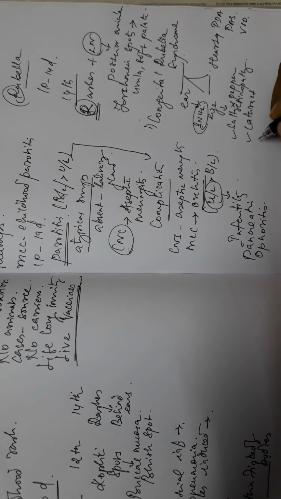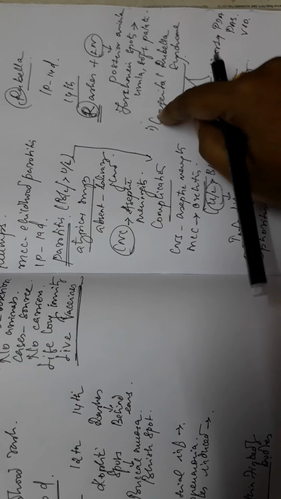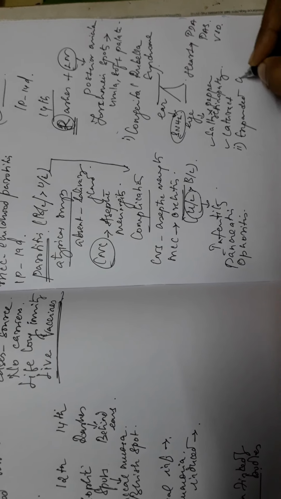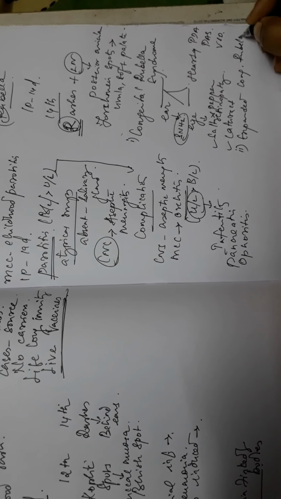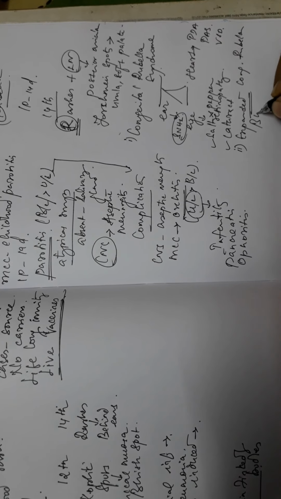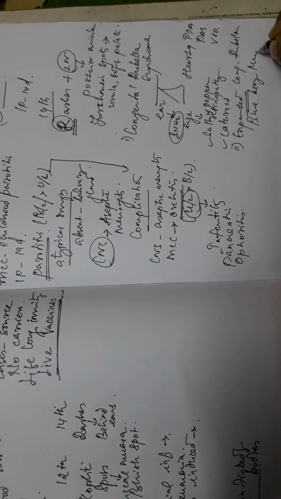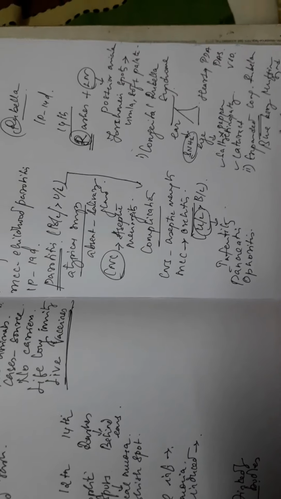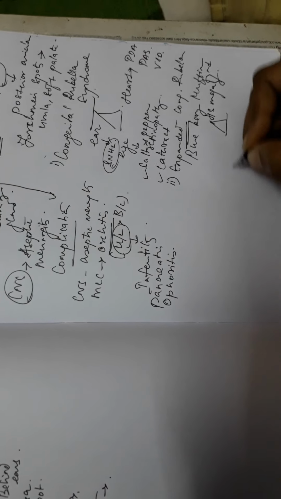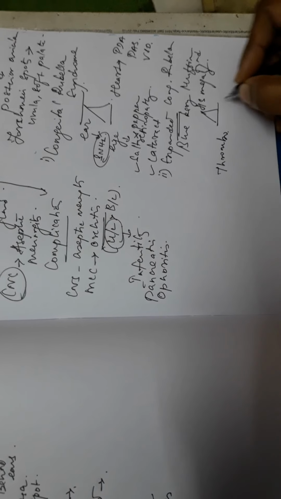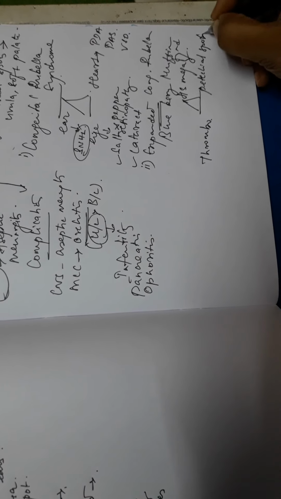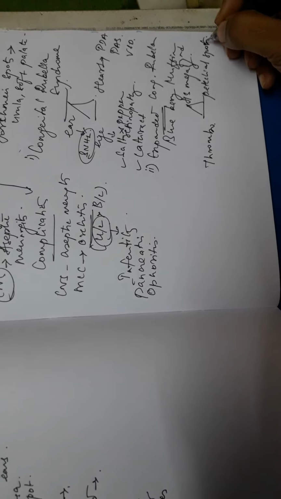This is one. Again, if there is any term called classical, obviously there should be another term, that is called expanded congenital rubella syndrome. This is called blueberry muffin syndrome, which means again there is a triad. Here the triad is nothing but hepatosplenomegaly, thrombocytopenia and petechial spots. So this is one of the manifestations of congenital rubella syndrome.